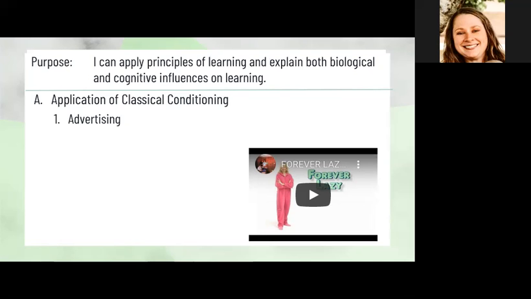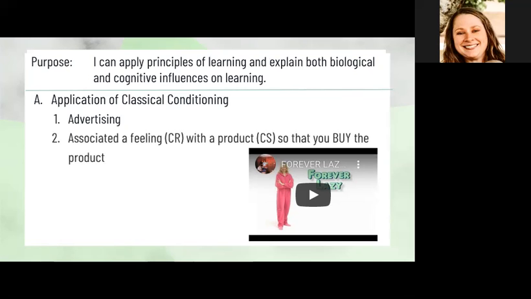So advertisers want to appeal to your emotions, and they do this through classical conditioning. So what we want to do is associate a feeling with a product, so that you buy the product. Okay, so I want to have a conditioned response, and maybe in this case, it's coziness, warmth, happiness, humor, excitement. Okay, trying to associate the why.